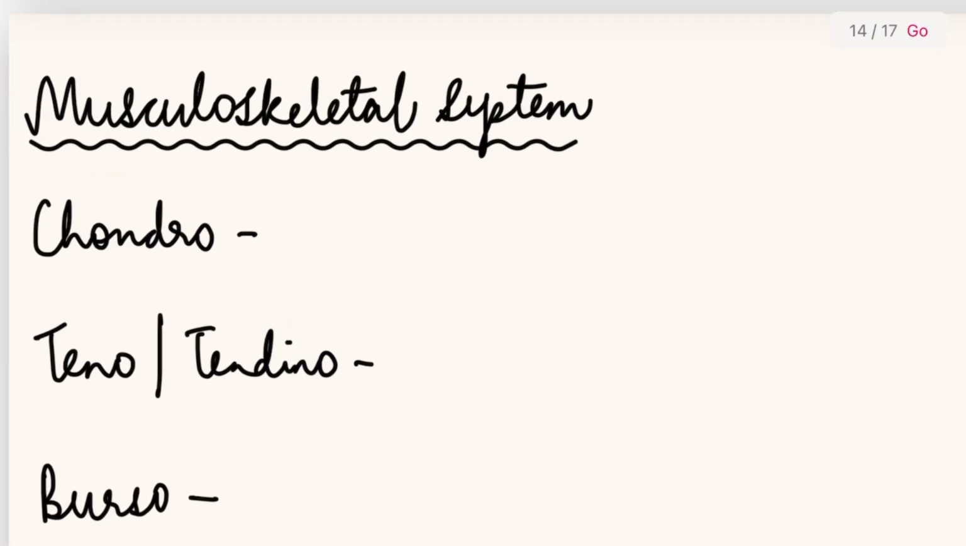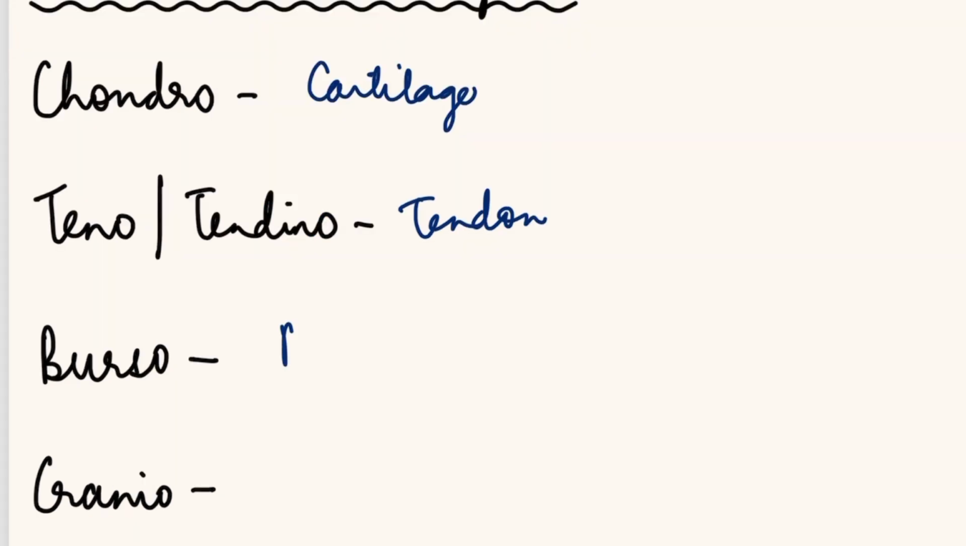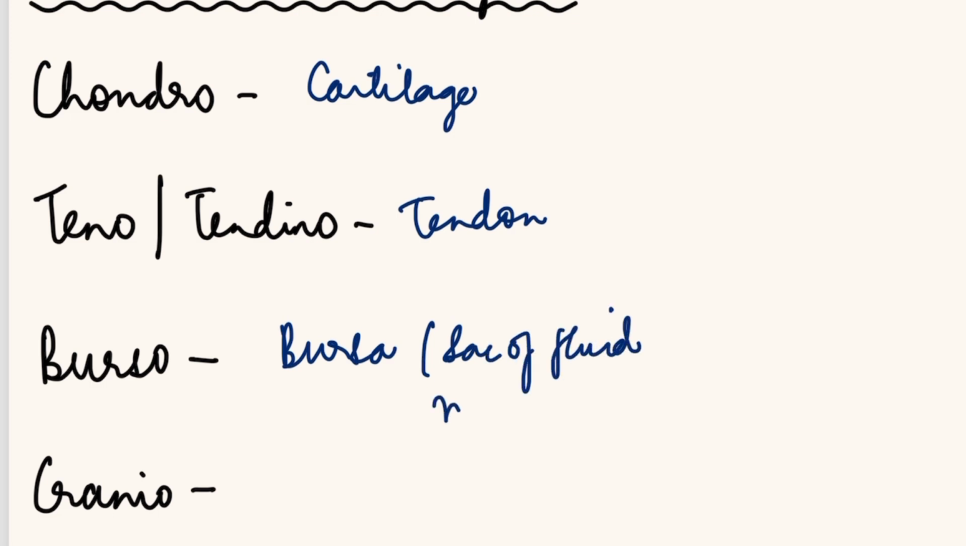Now let us come to the MSK, that is the musculoskeletal system. First word is chondro. Again, it means cartilage. Teno or tendino. It is tendon. What does tendon mean? It is something that connects a bone to a muscle. Bursa is bursa. So bursa might be a new word for you. So bursa is a sac of fluid near a joint. You will read in your anatomy.